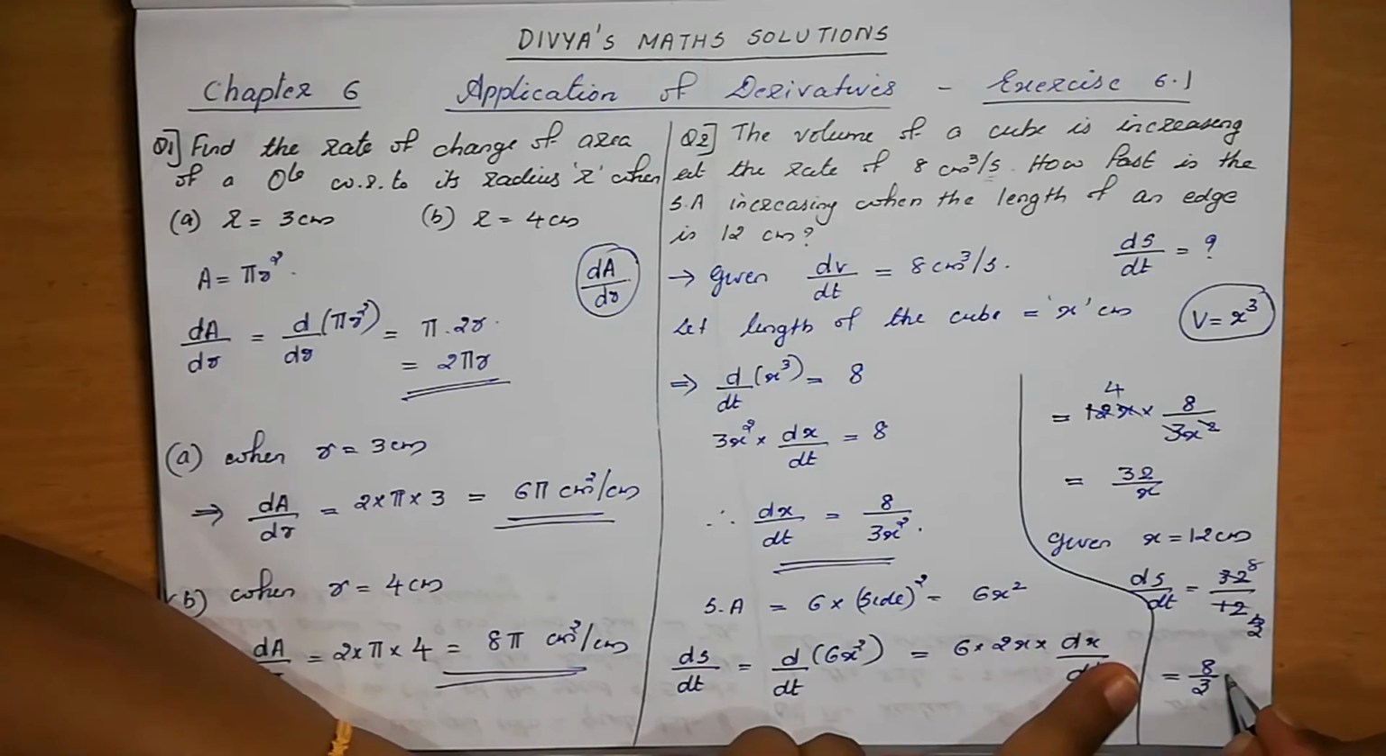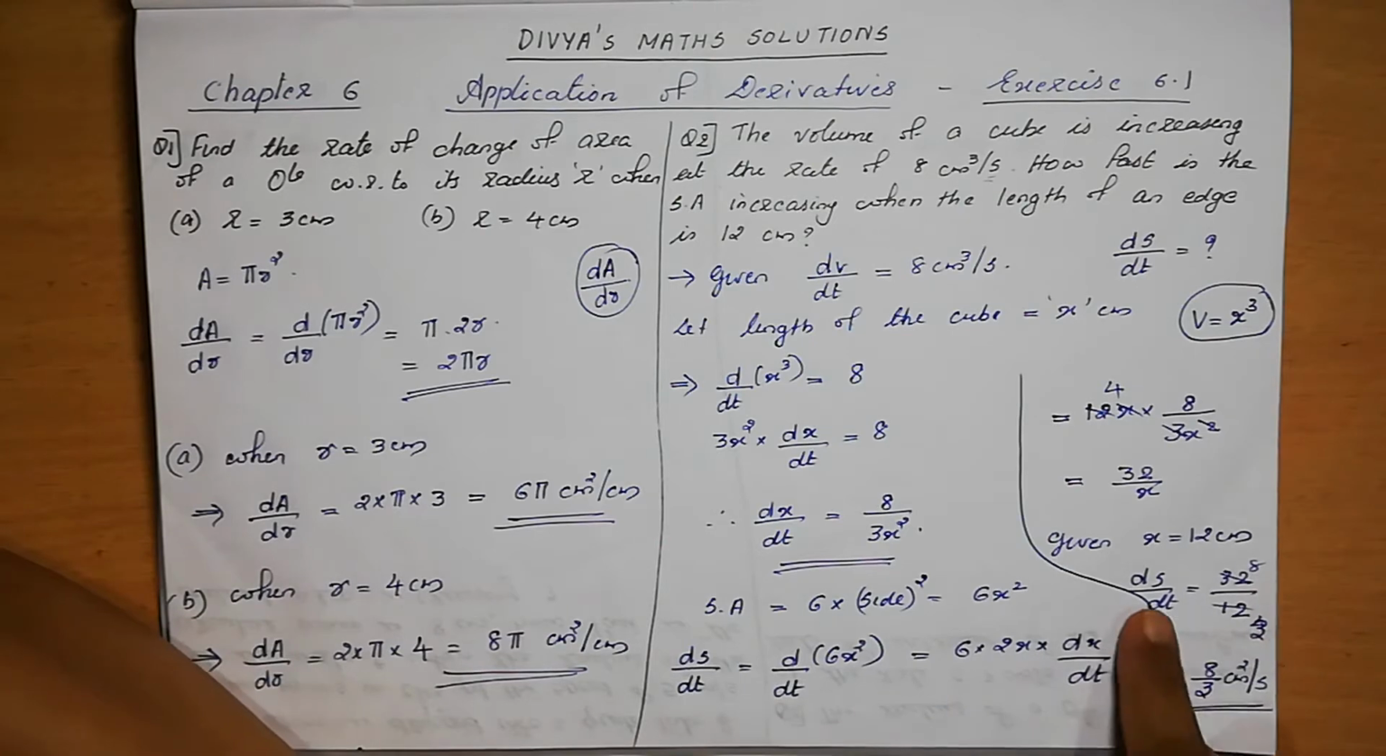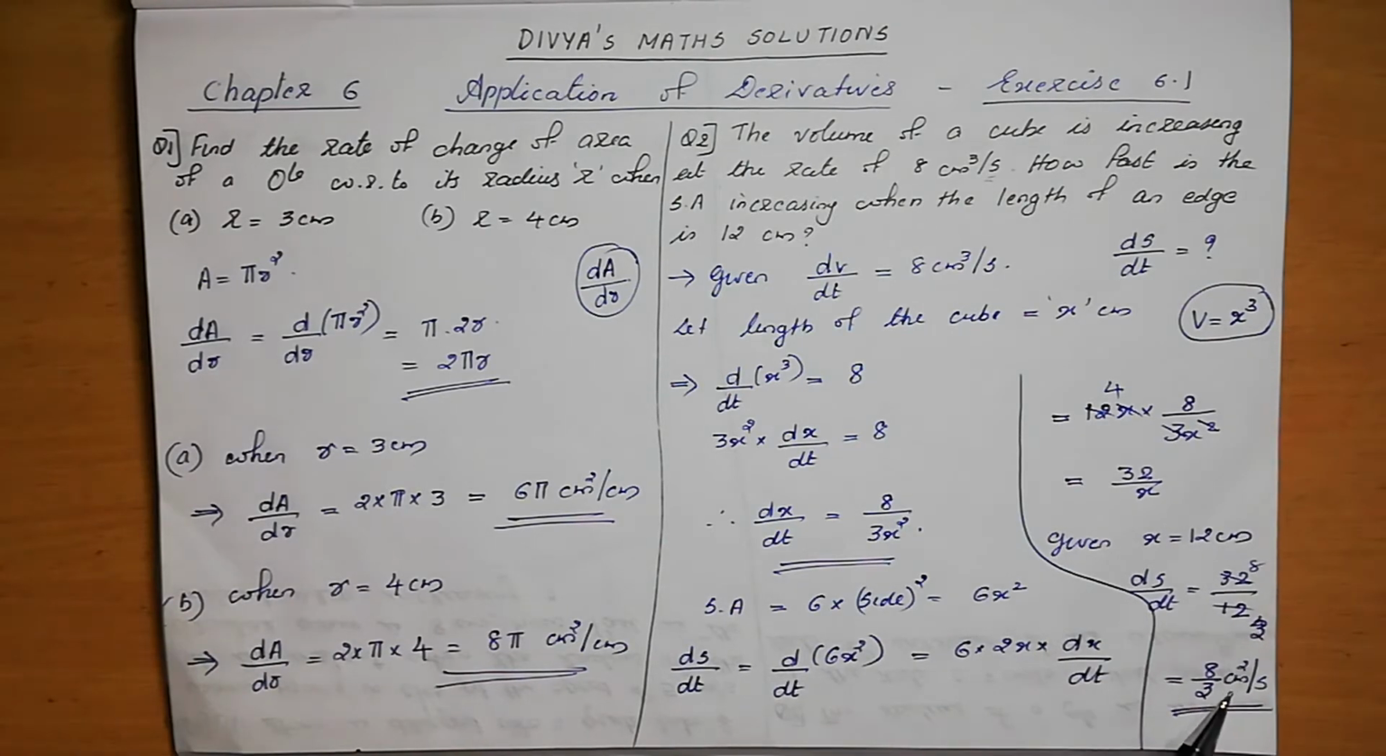So this is equal to 8 by 3. The surface area unit is centimeter squared and the time unit is second. That means the surface area is increasing at the rate of 8 by 3 centimeter squared per second.